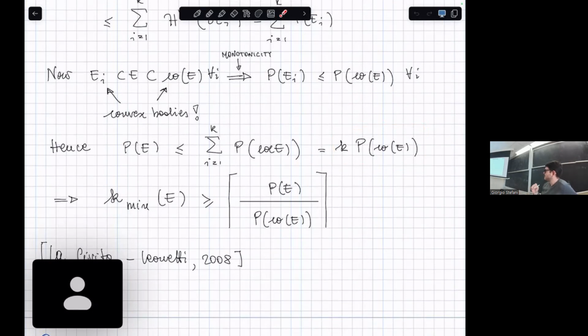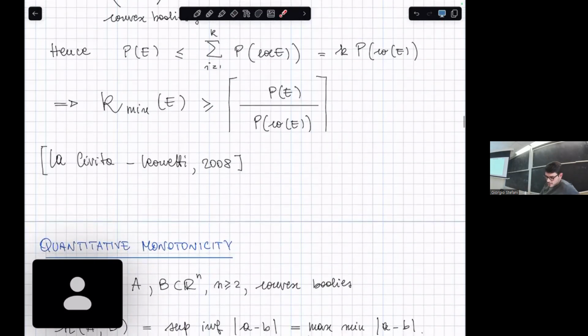But this was the case for any such decomposition. So K is always bigger than this ratio. And in particular, it is the minimal number that I can put there. So if I take the upper integer part of this fraction, which can be a number with a decimal part, then I get this bound. Now, this was observed in a paper by Giannetti and others in 2008.